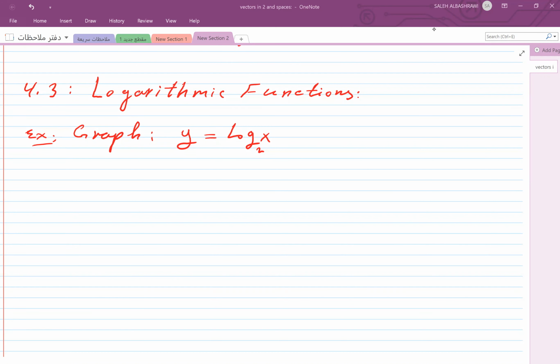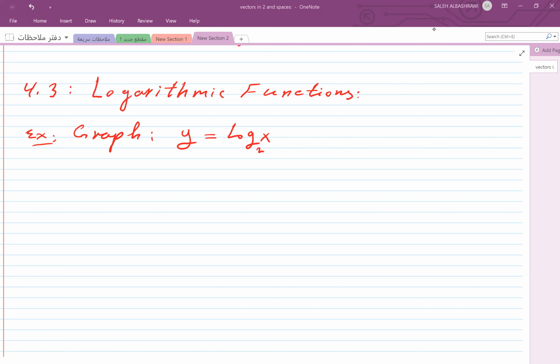Still we are speaking about the logarithmic functions. And we define the logarithmic function as f of x equal to log with base b of x, where b, the base, is greater than 0 and not equal to 1, where x must be a positive number. And the domain for the logarithmic function is from 0 to infinity if it is log x base b.